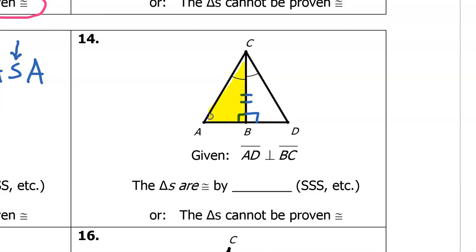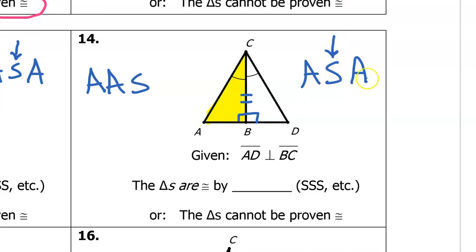Again, because I'm looking at a right triangle, I should ask myself, is this hypotenuse leg? I always ask myself that first. But the hypotenuse, which would be here, is unmarked, which means it can't be hypotenuse leg. So looking at this as a regular triangle, I see that I have two angles and a side, which means either angle, angle, side, or angle, side, angle. It all depends on whether or not the side is between the two angles.